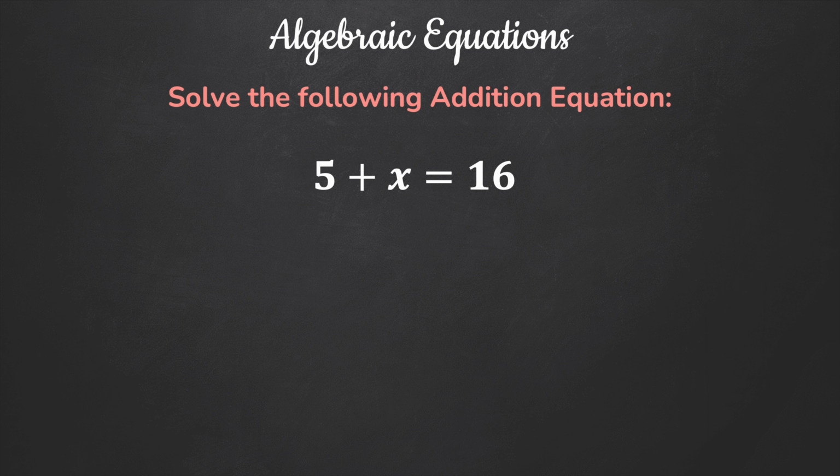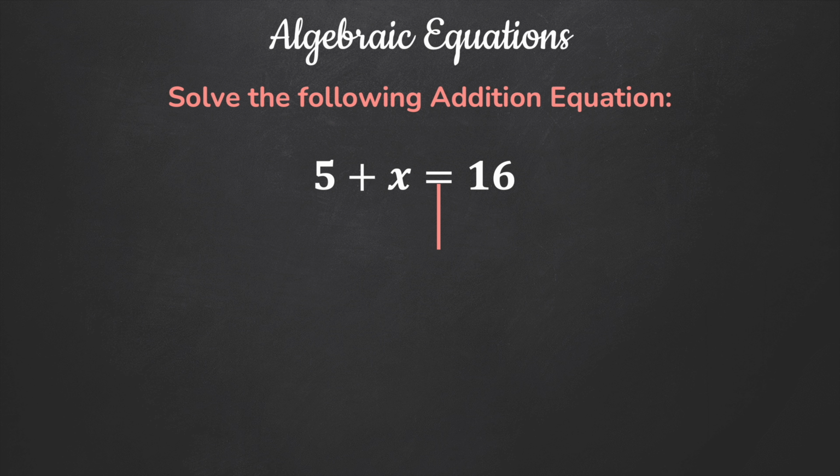Here we have 5 plus x is equal to 16. And our goal here is to figure out what x is equal to. And so we're going to treat this equation like a balance. We're going to draw our line from our equal sign so that it's easier for us to see both sides of this equation. And our goal is to get x by itself.